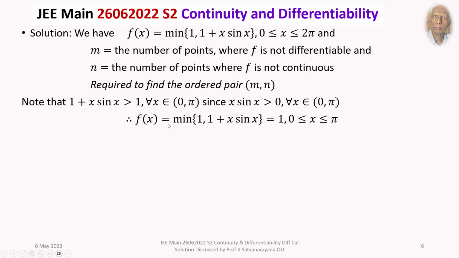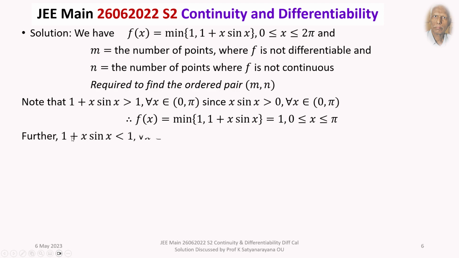Therefore, f of x is equal to the minimum of this greater-than-1 value and 1 plus x sin x. The minimum is 1 for 0 less than or equal to x less than or equal to pi. We added x equal to 0 also. Why? Because when x is equal to 0, 1 plus x sin x is 1 only. When x is equal to pi, 1 plus x sin x is 1 only. Therefore, this is the same value we are getting, so we added the endpoints also. Correct.